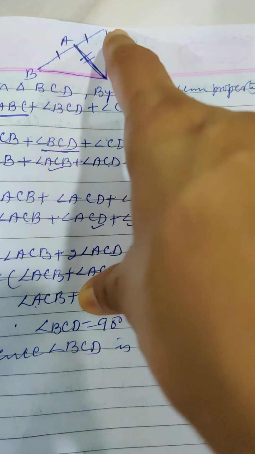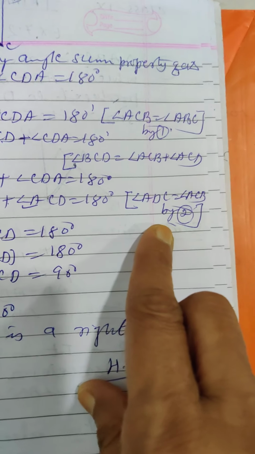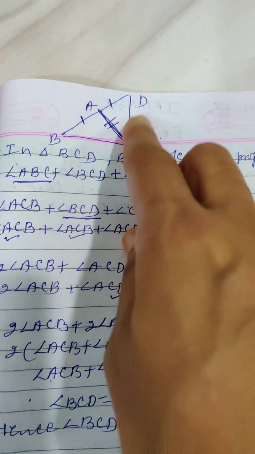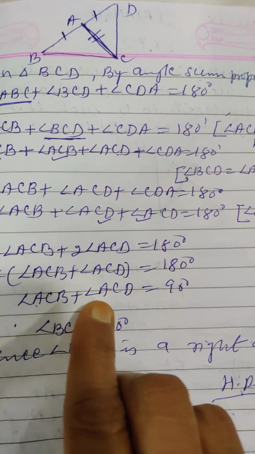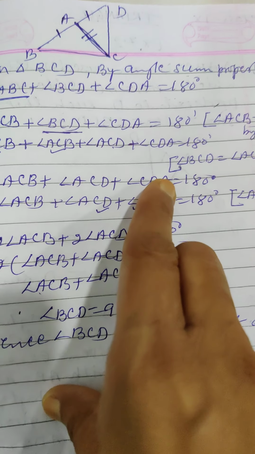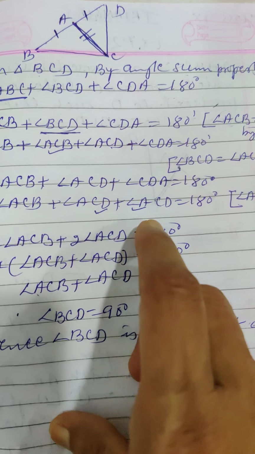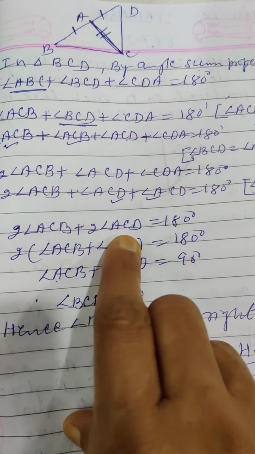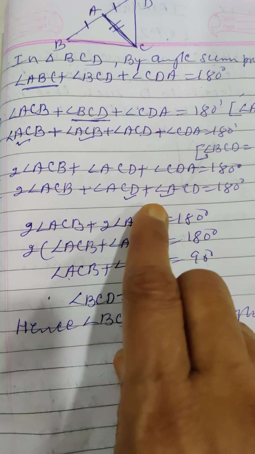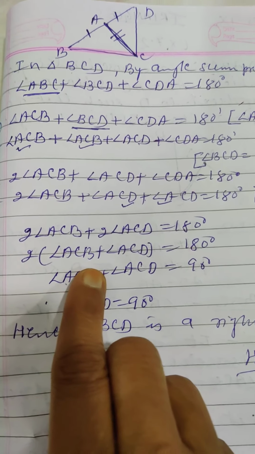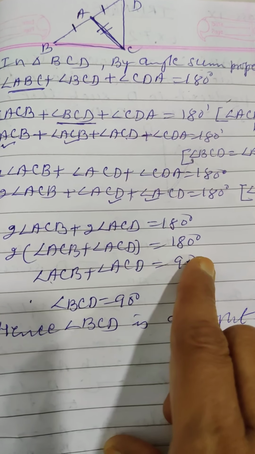By equation 2, ADC is equal to ACD, because that also is an isosceles triangle. So it is 2 ACB plus ACD plus ACD. In place of CDA, I have written here ACD. So ACD plus ACD, 2 ACD. So it is 2 ACB plus 2 ACD is equal to 180 degrees. 2 is common. ACB plus ACD is equal to 180 degrees divided by 2.